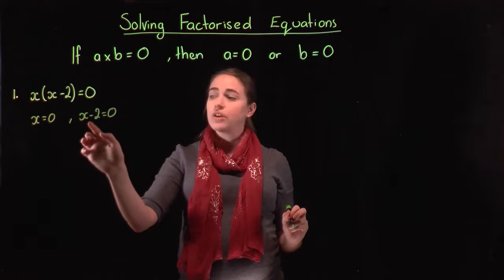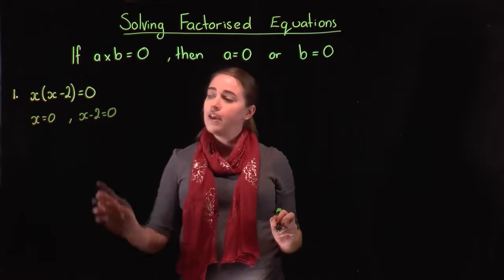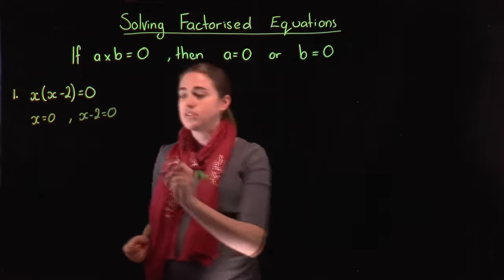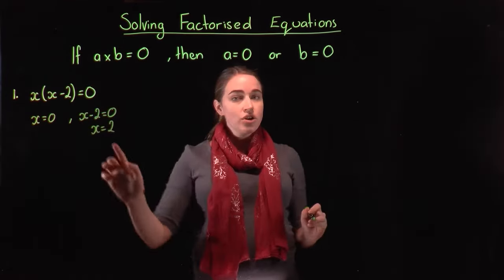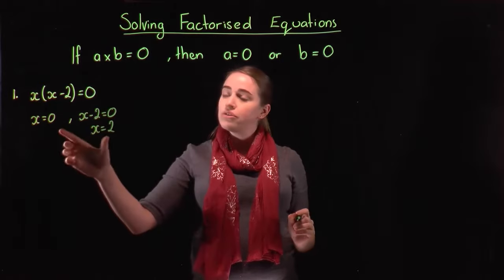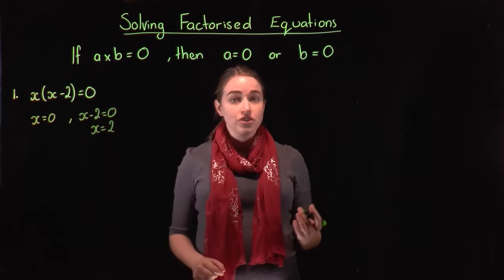Now this one's giving us an answer straight away. With this chunk, we're now going to go through and solve this equation. And the way we do that is just by adding 2 to both sides. So our final answers are x equals 0 or x equals 2. And both of those numbers will make that equation correct.